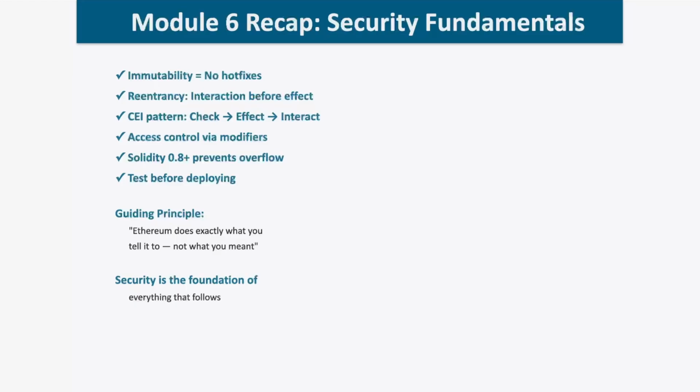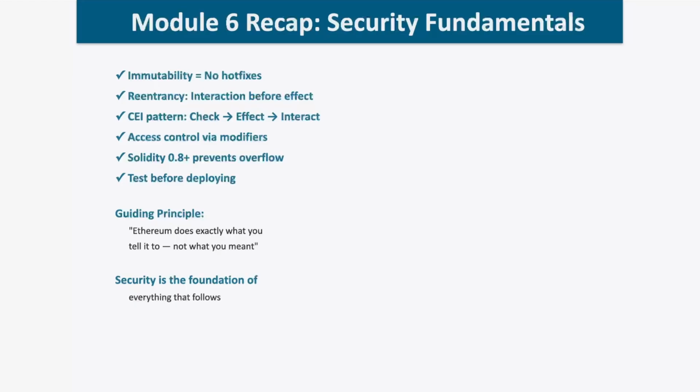Professional developers think defensively. They always assume users will try to exploit the contract, external calls will re-enter, inputs might be invalid, and worst case scenarios will always happen. This paranoid mindset prevents bugs. Always remember this. Ethereum does exactly what you tell it, not what you meant. If you write vulnerable code, Ethereum executes it vulnerably. There is no safety net. There is no second chance. Only your code quality stands between users' funds and disaster.